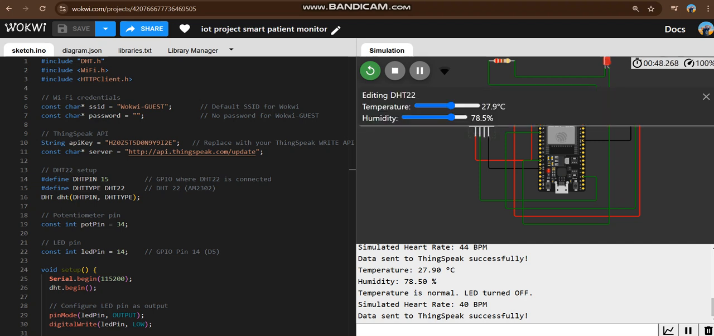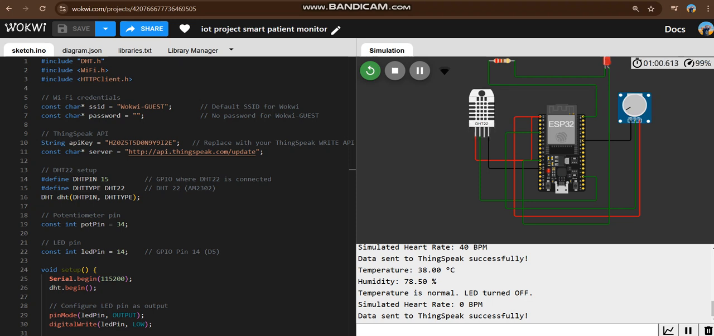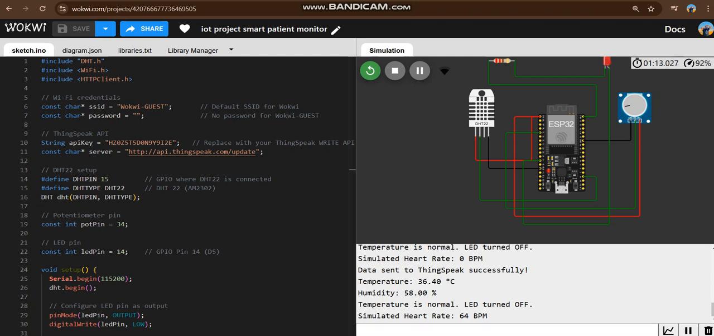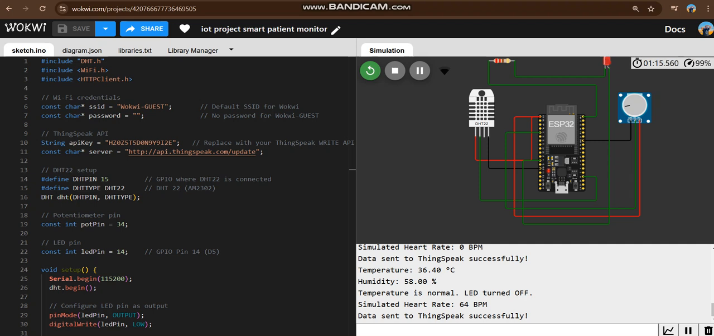So now we go to the second condition, which is the temperature increases to 36.4 and the humidity I decrease to 58, and the RPM I increase a bit because the patient will be in normal rest mode. So the temperature is normal, the humidity will be low, and the heart BPM will be balanced. As you can see, the temperature is 36, the humidity is 58, so the temperature is normal, the LED is not going to turn on, and the simulated heart rate is 64.